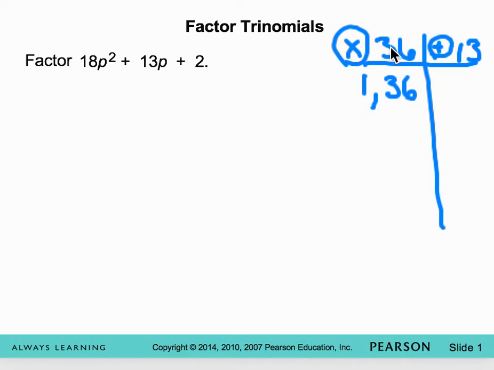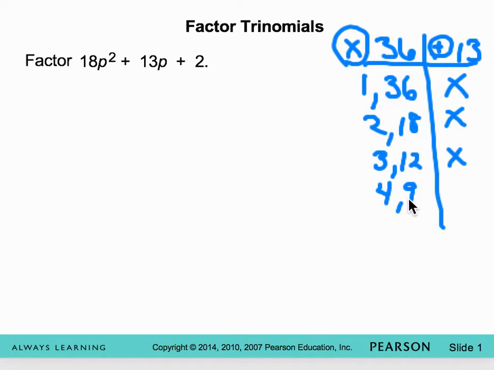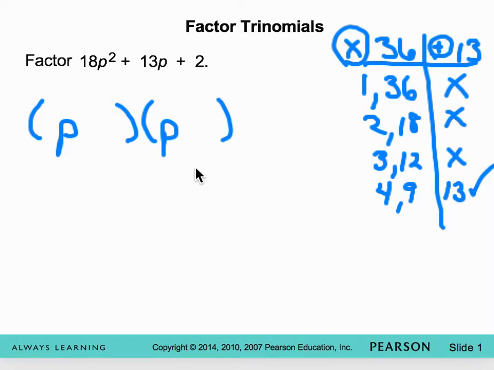But if I don't know that, I'm just going to go through a systematic list. 1 times 36 is 36, but 36 plus 1 is not 13. 2 times 18 is 36, but 2 plus 18 is not 13. 3 times 12 is 36, but 3 plus 12 is not 13. 4 times 9 is 36. Oh, 4 plus 9 is 13. So once I find my numbers, our shortcut from last time said that I could really just put those numbers in my factor. I know that this p squared has to be p times p. So let's put a plus 4 and a plus 9.